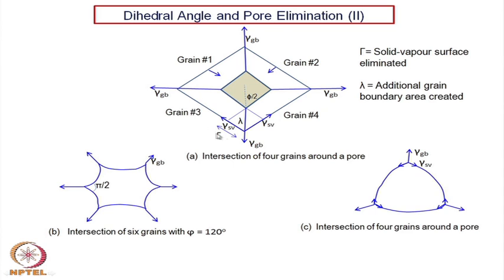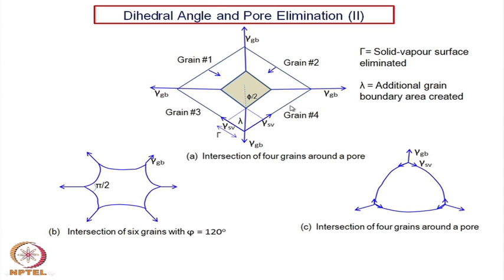Now, here what we have considered is a pore, for simplicity a square pore, actually not rectangle, which is square. The larger square is the initial size of the pore, and these are the surface or the boundary between the vapor and the solid. So, this is a grain, this is another grain, and this is another grain, and this is another grain. So, there are 4 different grains forming a pore.